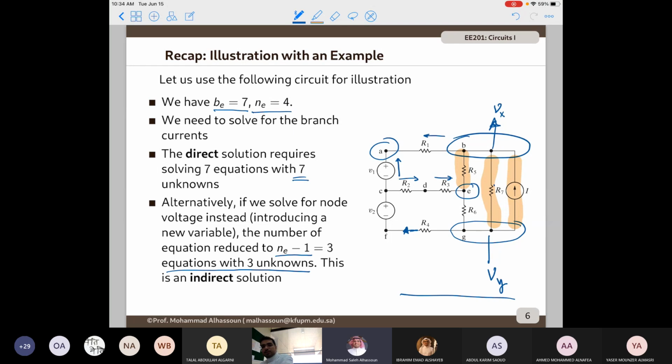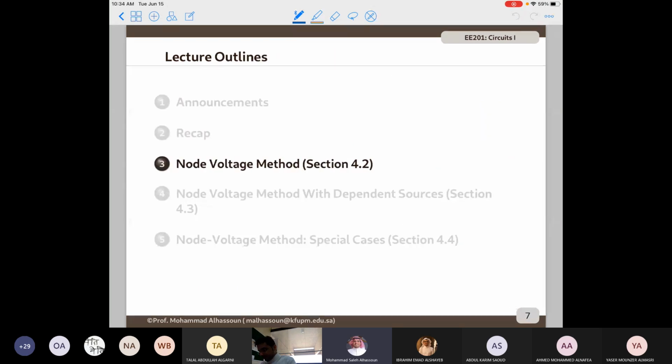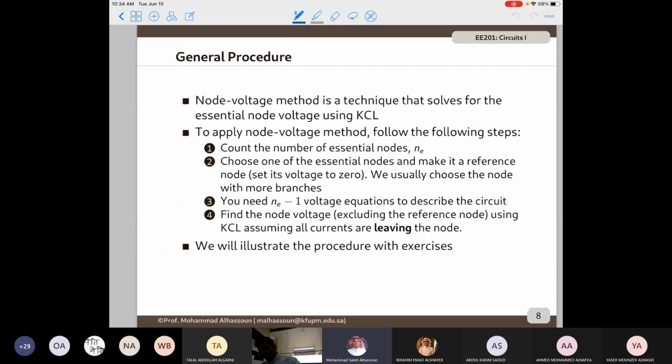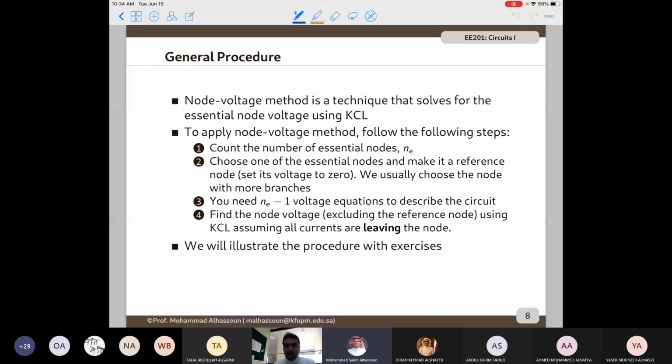So let's start with the node voltage method. So again, the node voltage method is a technique that solves for the essential node voltages. Here it's very important, we are using Kirchhoff's current law. And we're trying to find the essential node voltages using KCL.